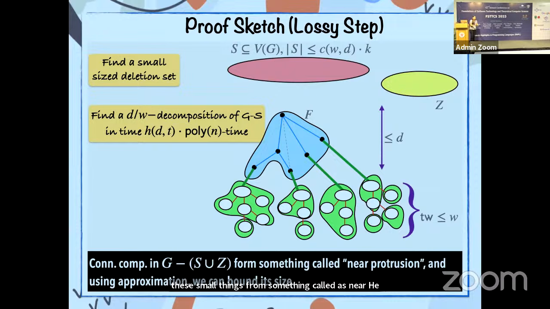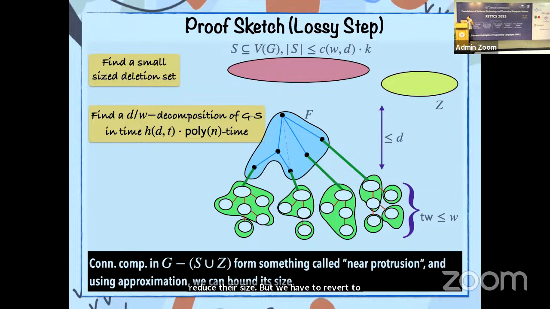If they form a protrusion, with no nearness in this, then there are a lot of good reduction rules that allow us to reduce this portion of the graph. But since they form a near protrusion, we cannot directly reduce their size, but we have to revert to approximation in order for us to reduce their sizes.